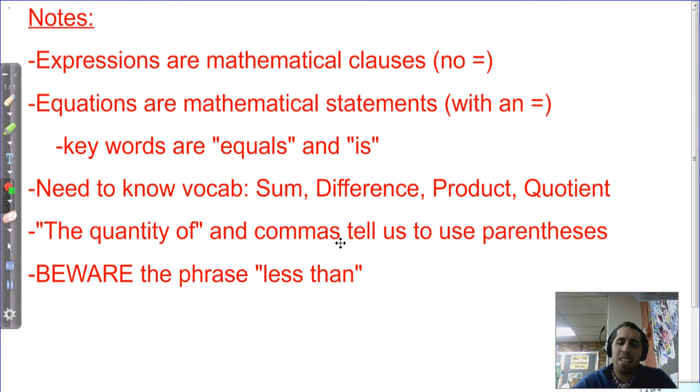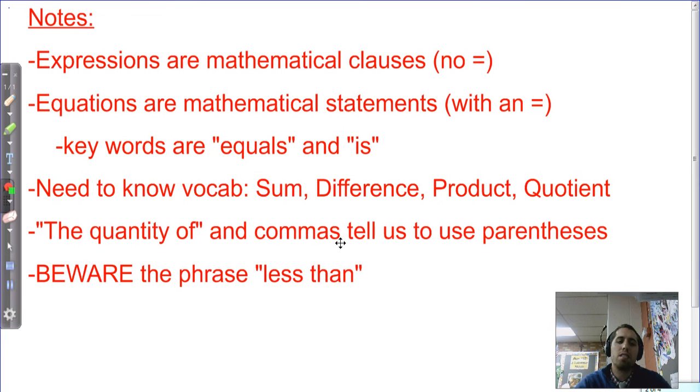But some extra notes about writing equations. If they're asking you to put a word sentence and turn it into a mathematical expression or equation, you need to know that if they say the quantity of, they want you to do that operation first. And we know that if they want us to do an operation first, we have to put it in grouping symbols. And same with commas. They want you to pause because they want you to figure out that value first. So you should be using parentheses for the operations when you hear or when you read the quantity of or when you see commas used.